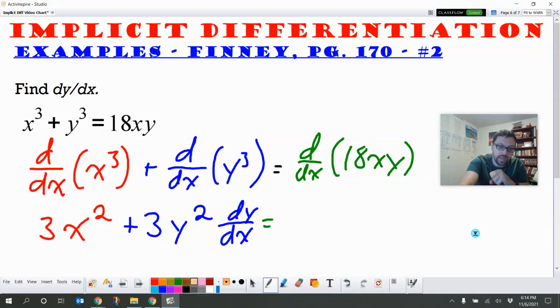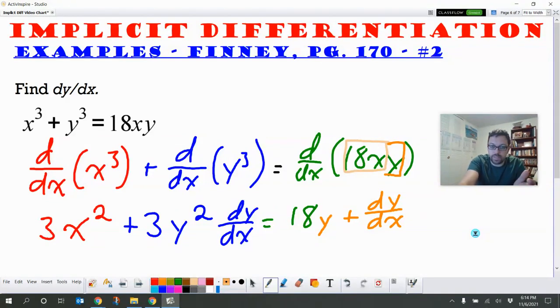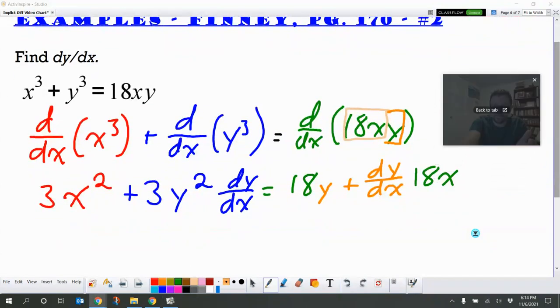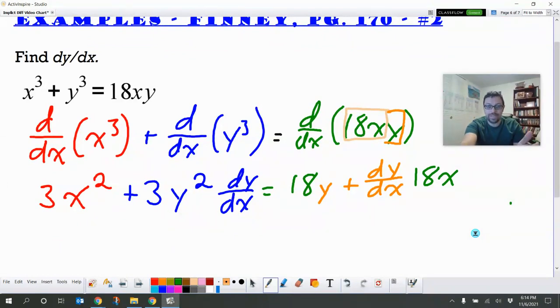Neat. Okay, other side of the equal sign. We got a two-parter. We got a product rule. Let's do it. We got the 18x, and we got this y. Those are the two things being multiplied together. So the derivative of 18x is 18, multiplied by our second thing, which is y, plus the derivative of y, which is just going to be dy/dx, multiplied by the other thing that was in there, which is 18x.